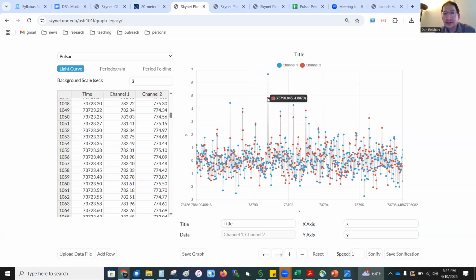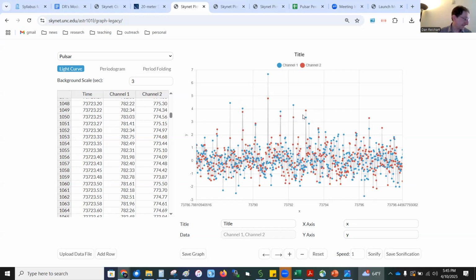Let's find one that's easy to subtract. So this one, looking at it, it's at 90.845 seconds. The one before it's at 90.14 seconds. That's about 0.7. This thing's pulsating about once every 7/10 of a second. Just think about that. This is an object more massive than the sun, rotating faster than once a second. Pretty impressive, pretty extreme astrophysical scenario.